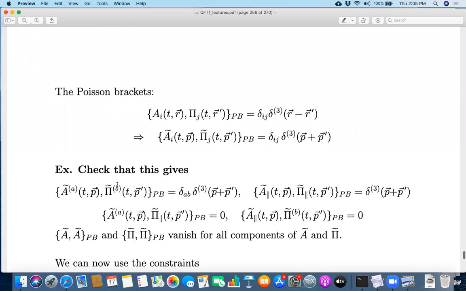A tilde_a with pi tilde_b gives delta_ab times delta cubed of p plus p prime. A tilde parallel, pi tilde parallel gives delta cubed of p plus p prime. So these are conjugate variables. And then A tilde_a with pi tilde parallel gives 0. A tilde parallel with pi tilde_b gives 0. And of course, all the A tilde and pi tilde Poisson brackets vanish, irrespective of whether you take the a component or the parallel component. All the Poisson brackets vanish. So this is something you can easily verify using these equations. Are there questions?